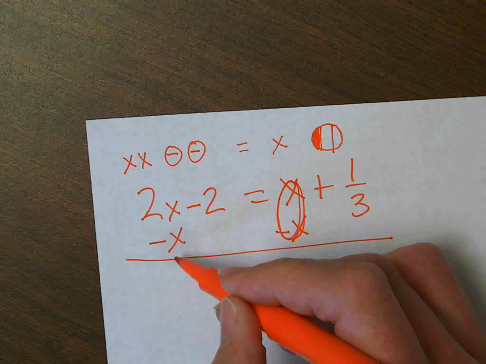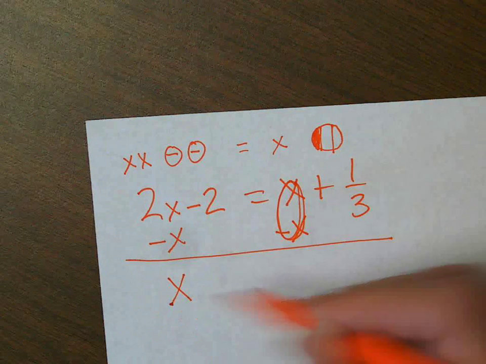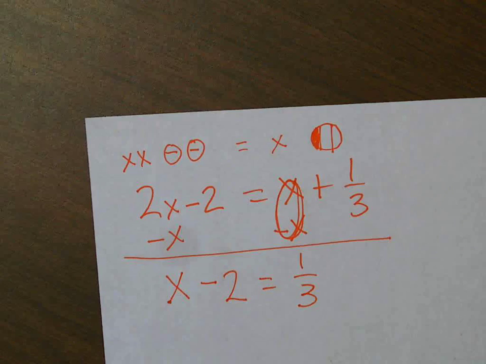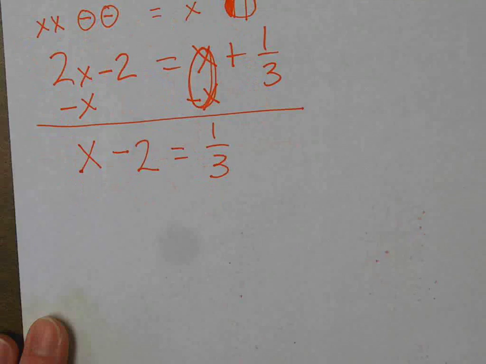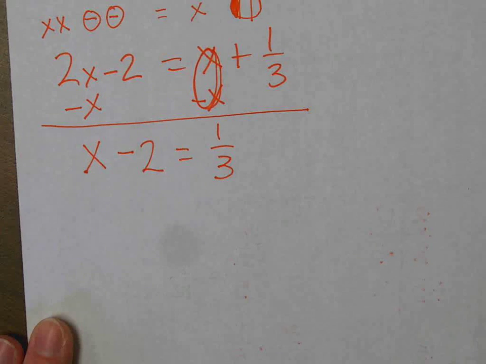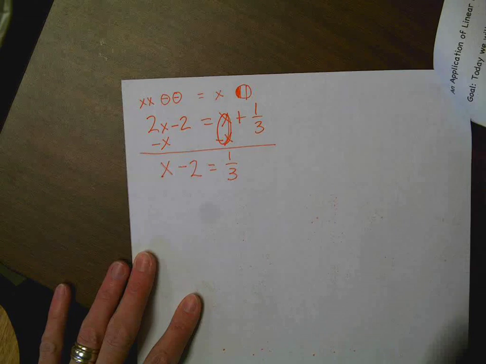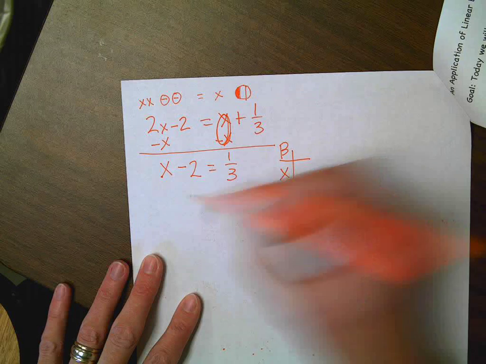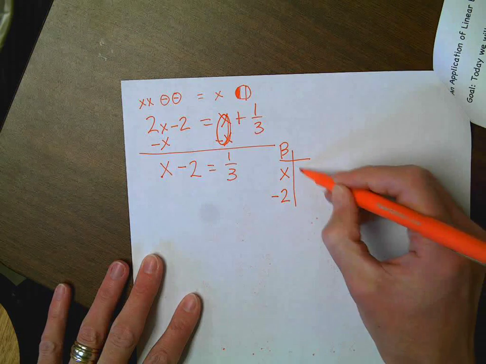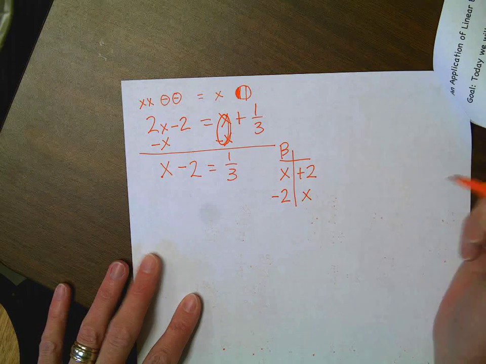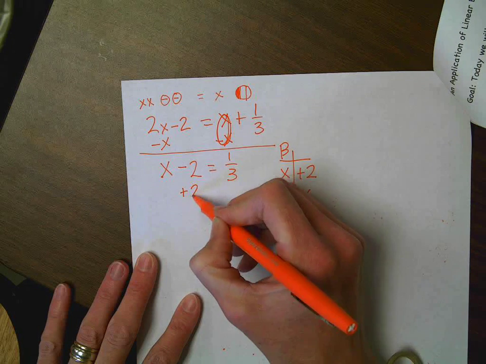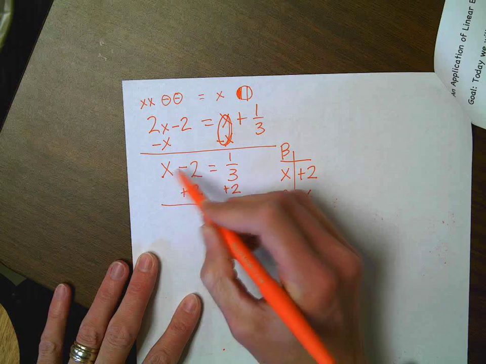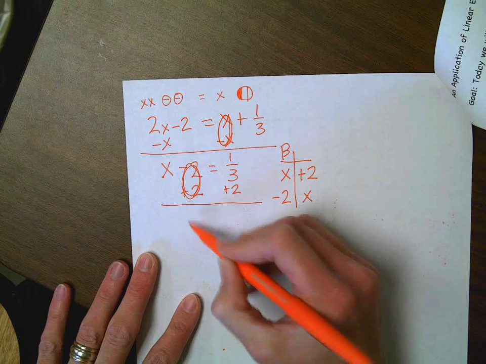So now this positive x and this negative cancel each other, so I'm left with x minus 2 equals 1/3. That's what I have. Okay. Now we can use our BU chart. It took a long time to get there, but we can use our BU chart now. So we have x as our variable. We're subtracting 2, so we're going to add 2, and we're going to be left with x. So let's add 2 to this side. What you do to one side, you have to do to the other.